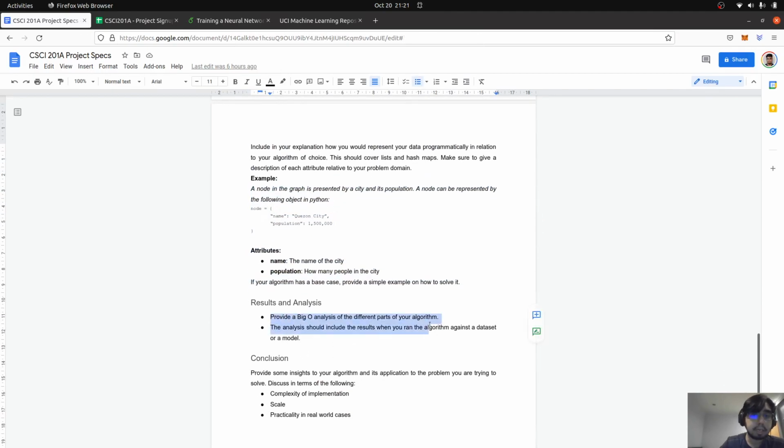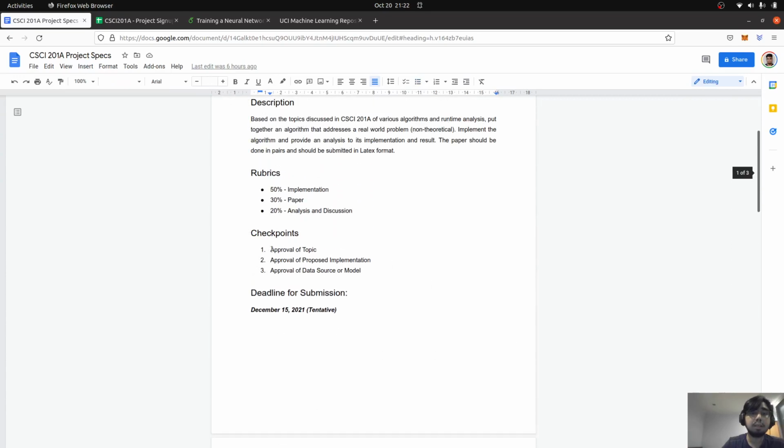Now, of course, the analysis will be your typical Big O analysis, and then some result, at least for the base case, or at least for some part of your algorithm, running it once, for example, and then seeing how the results will look like, and then what that means in terms of the problem. Okay? Don't worry, because this part should be answered, at least you would have an idea how to answer it at the second checkpoint.